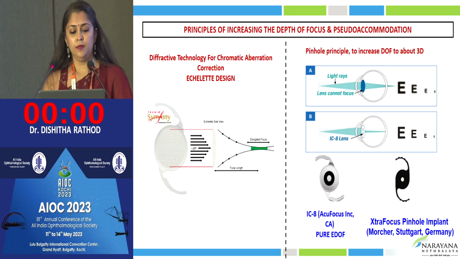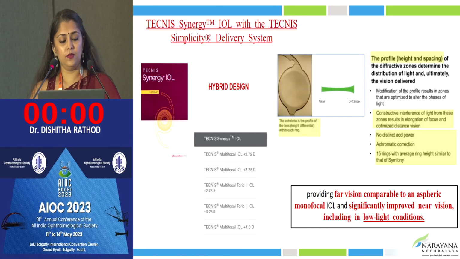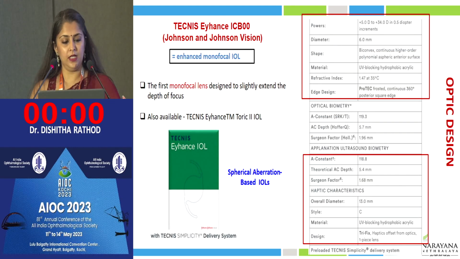So there are three distinct types of EDOF IOLs which are presently there in the market. The first one is the IC-8 or the Apthera, which is based on the pinhole effect. These lenses do extremely well in patients with RK and keratoconus because they reduce the aberrations which are formed. And the other one is the XtraFocus pinhole implant by Morcher. And the second type of lens is the EDOF effect lenses, which are from Synergy, Technis and also Symfony. The iHance lenses are modified monofocal lenses.